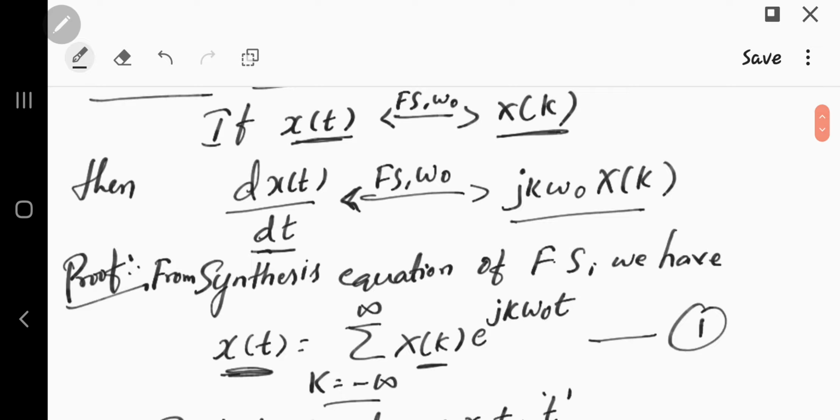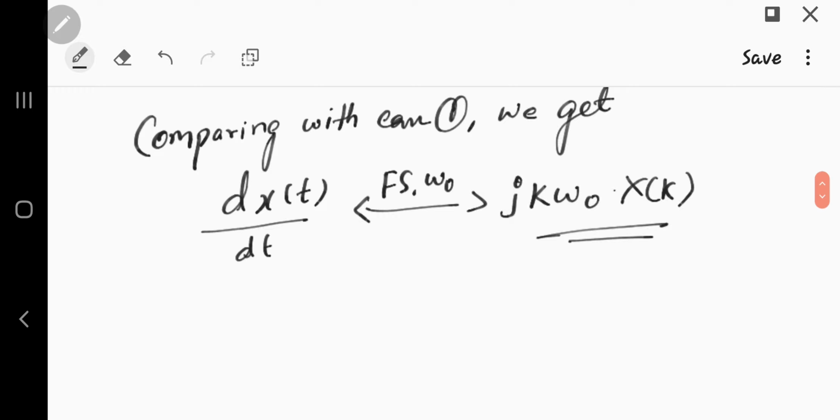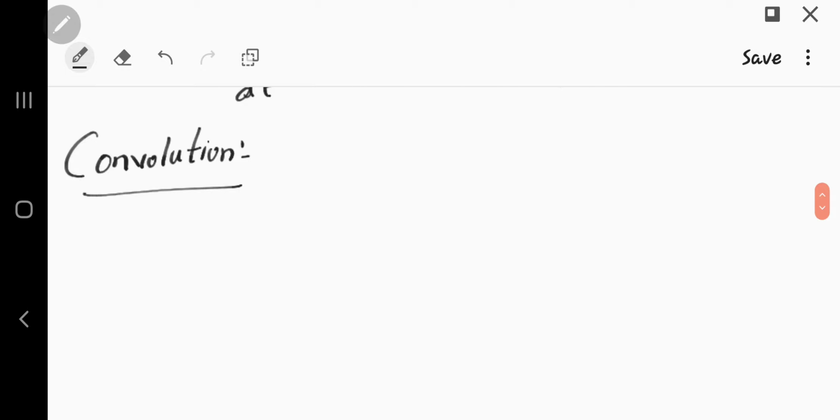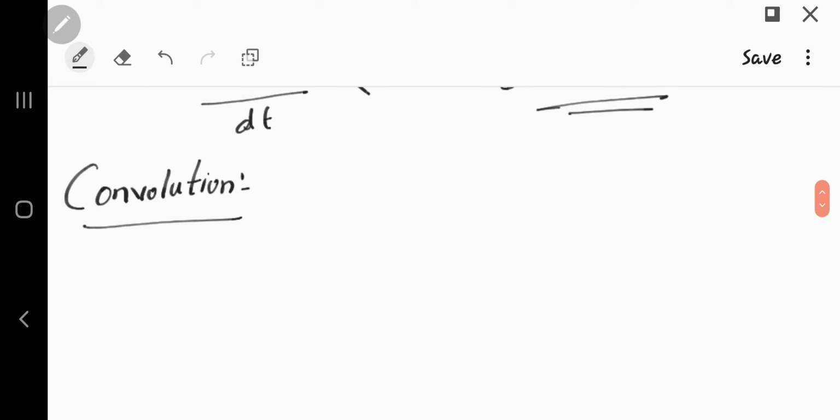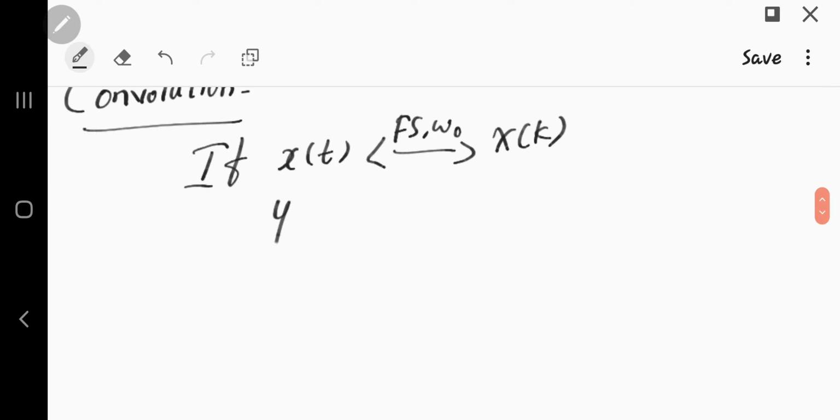Okay. So let us move to the next one, convolution. Okay. So there is a proof of this, and let us move to the convolution. So it says if x of t is transformed, you will get x of k, and if y of t is transformed, we will get y of k.